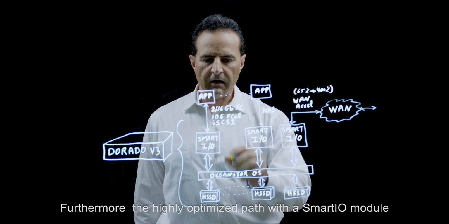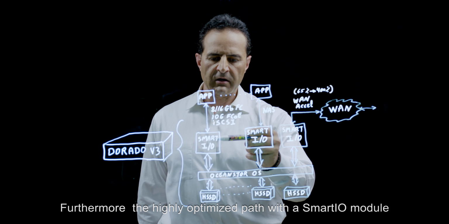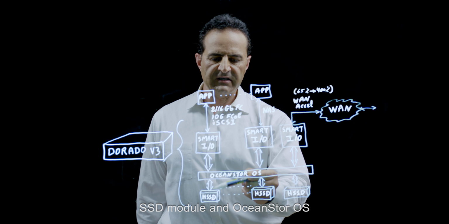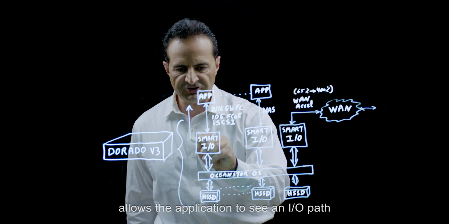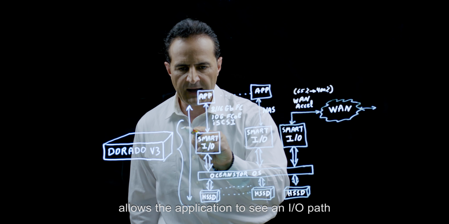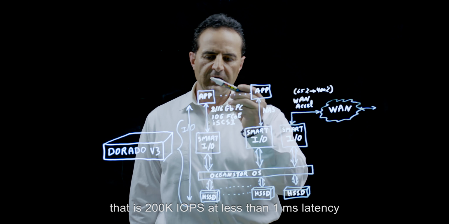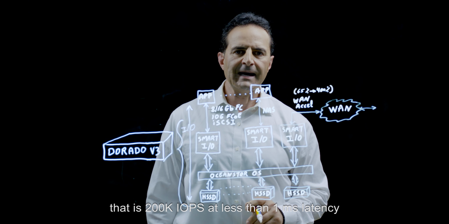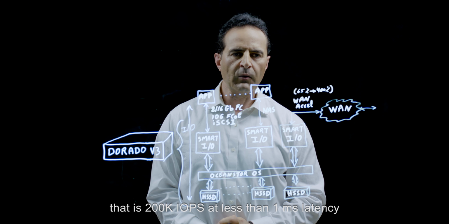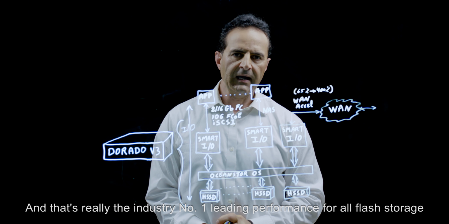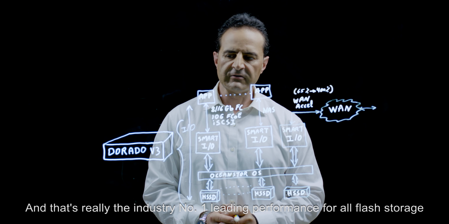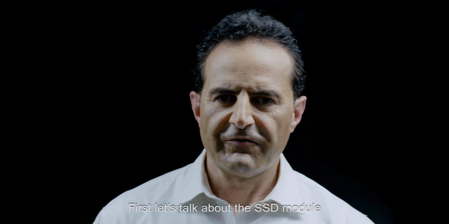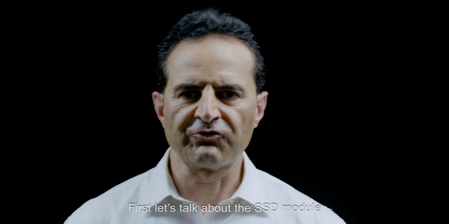Furthermore, the highly optimized path with a SmartIO module, SSD module, and OceanStor OS allows the application to see an I/O path that is 200K IOPS at less than 1 millisecond latency. And that's really the industry number one leading performance for an all-flash storage. First, let's talk about the SSD module.